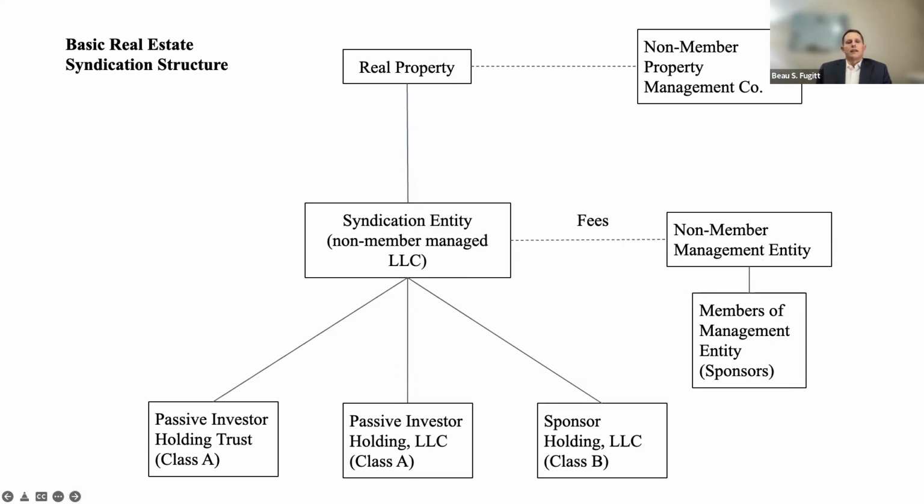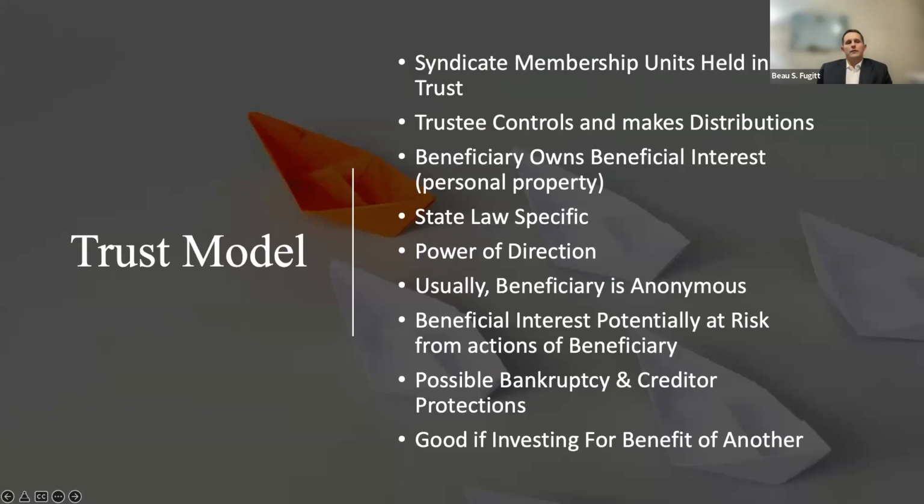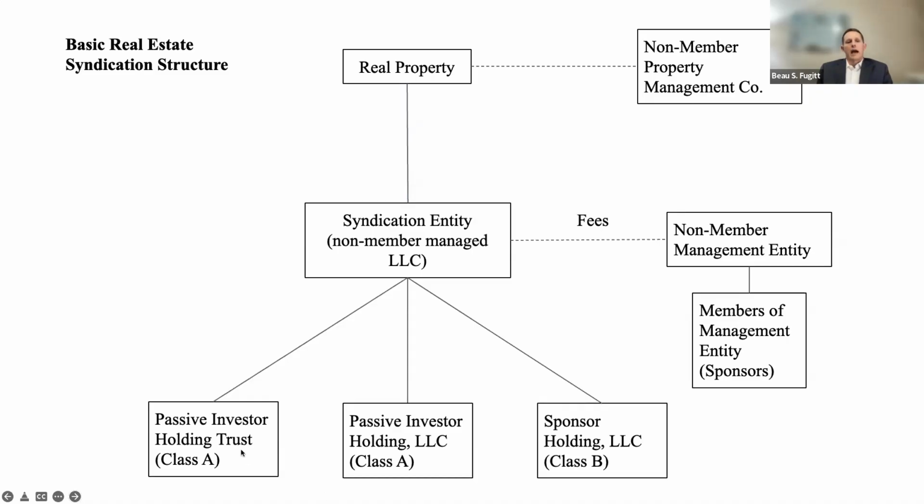Last thing we'll touch on is the actual holding companies, right? These are the investors. Here we've got a passive investor holding in a trust, a passive investor holding in an LLC, and over here, we've got sponsors. Underneath, you'll see I have Class A's and Class B's. Again, this is a basic real estate syndication deal where your Class A units or Class A shares, because that's what we're really holding here, is stock in this company or membership units.